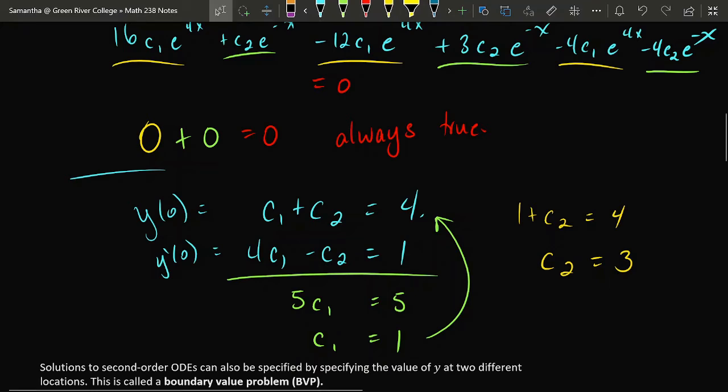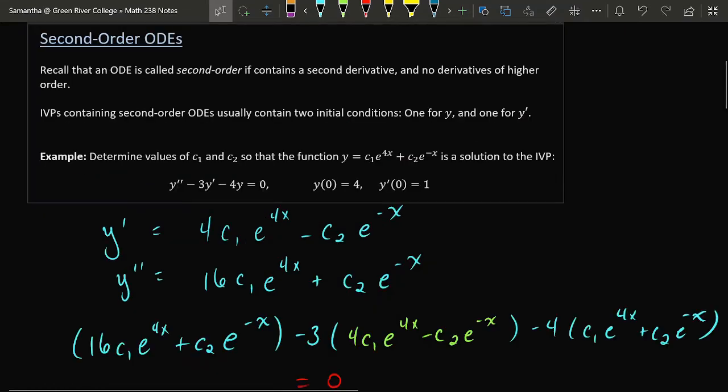So if I have these two particular values of these constants, then this equation, y equals C1 e to the 4x plus C2 e to the minus x, represents a function which is a solution not only to this second order differential equation, but to this entire initial value problem.